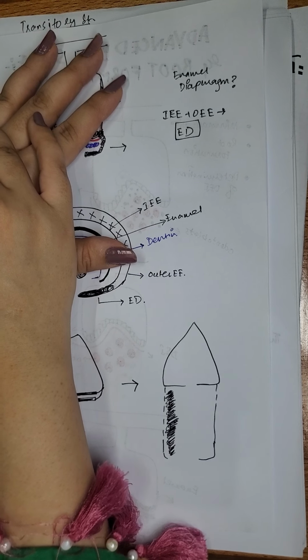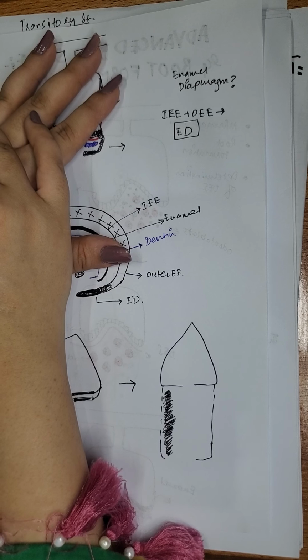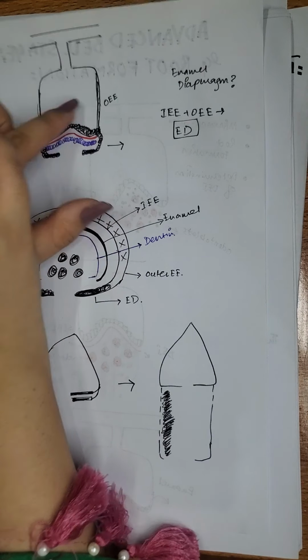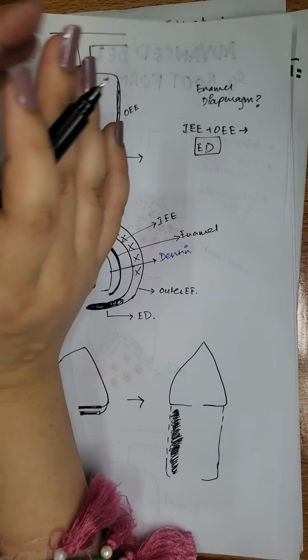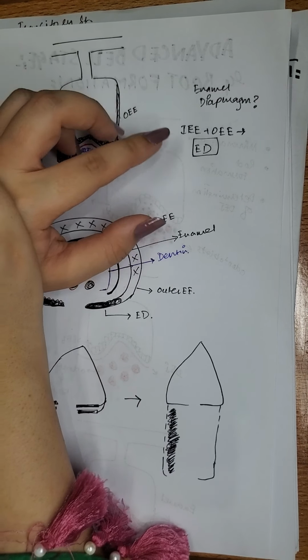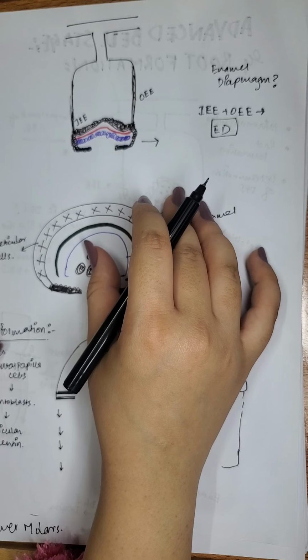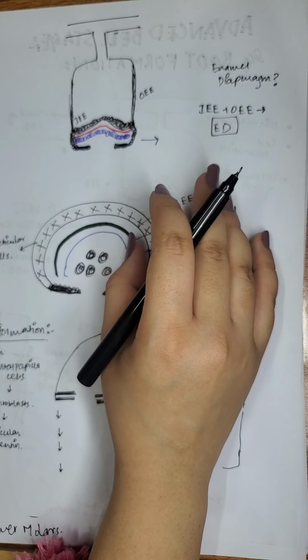Whenever you are asked about the enamel diaphragm, you are going to write that the inner enamel epithelial cell layer, which was columnar, and the outer enamel epithelial cell layer, which was cuboidal, are joining to form what? An enamel diaphragm. This is a third layer formed by the combination of these two layers. What is the function of the enamel diaphragm? We will be studying it later. So what's happening?